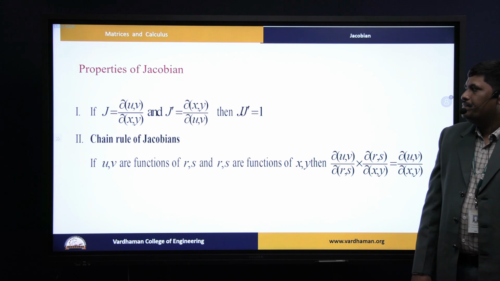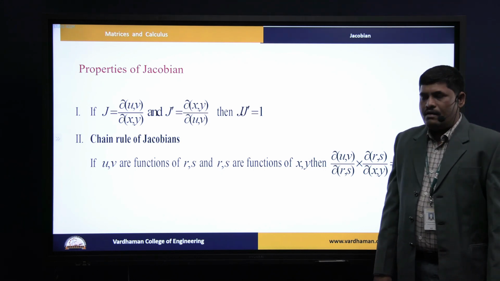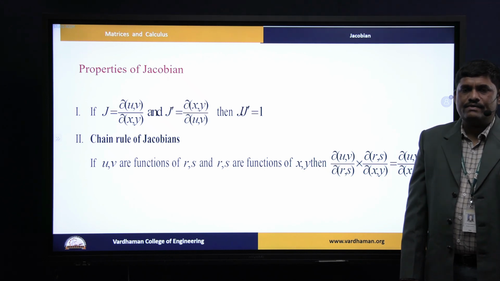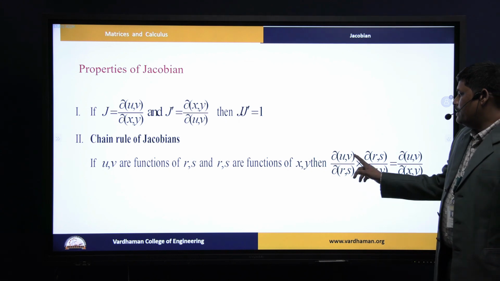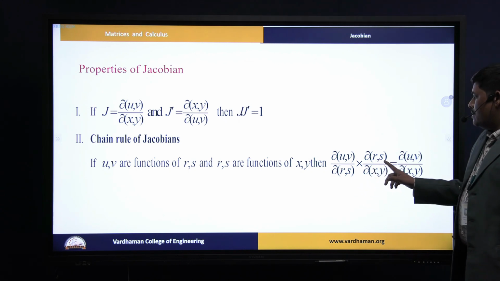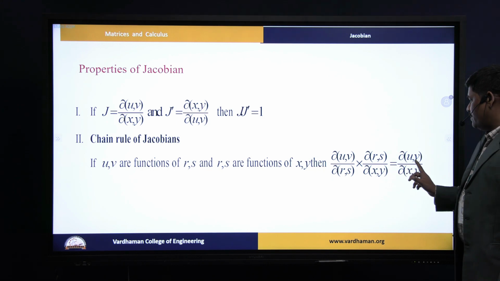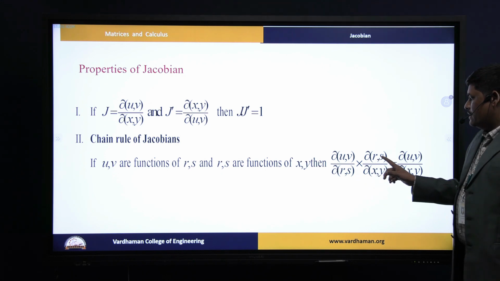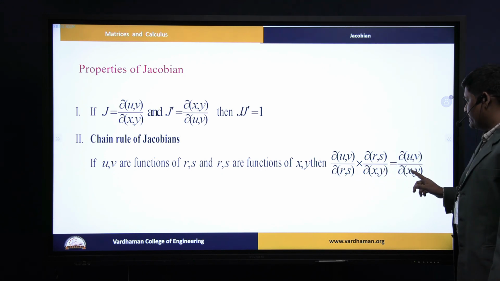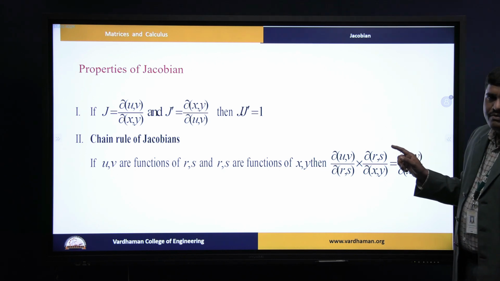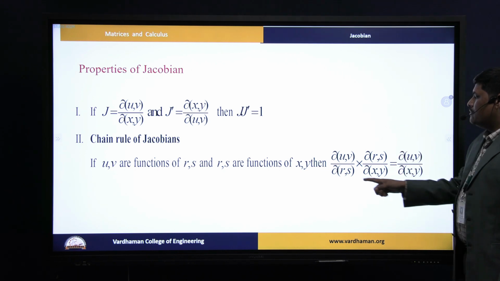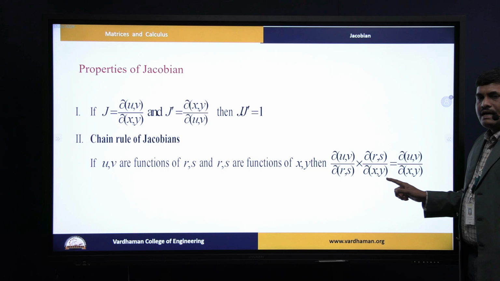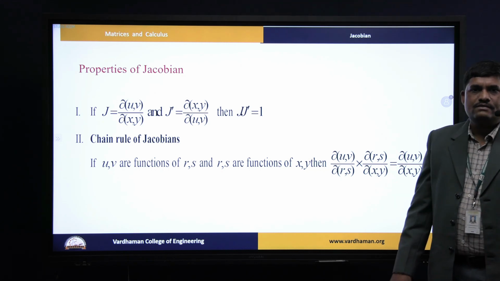Then what is the chain rule? If u, v are functions of r, s, and r, s are functions of x, y, then ∂(u,v)/∂(x,y) is equal to ∂(u,v)/∂(r,s) into ∂(r,s)/∂(x,y). Given that u and v are functions of r and s, we first differentiate u and v with respect to r and s, and then r and s with respect to x and y. This is what we call the chain rule.